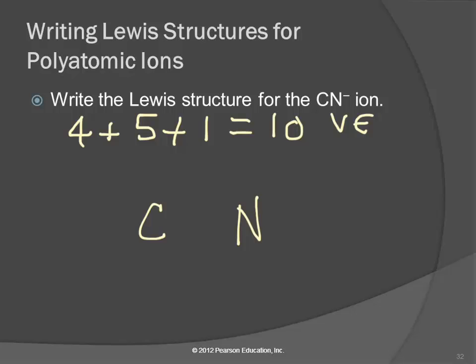So we have to put 2 in between. So there's 2, 4, 6, 8, 10. We don't have enough. Always start with single bonds and put the electrons around. If you run out of electrons, then make double bonds. So I'm going to take this one and put it in here. Or better, do we have 8 for everybody? No, the carbon has 8, but the nitrogen only has 6. So we have to do this again and form a triple bond.